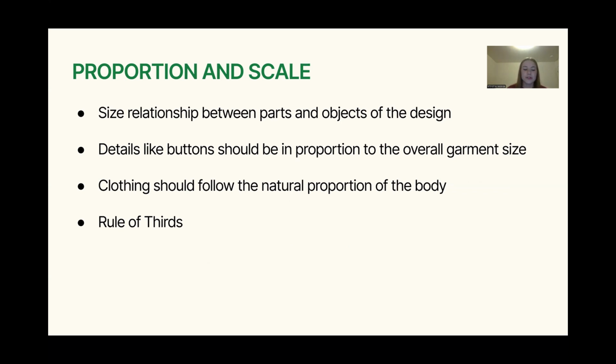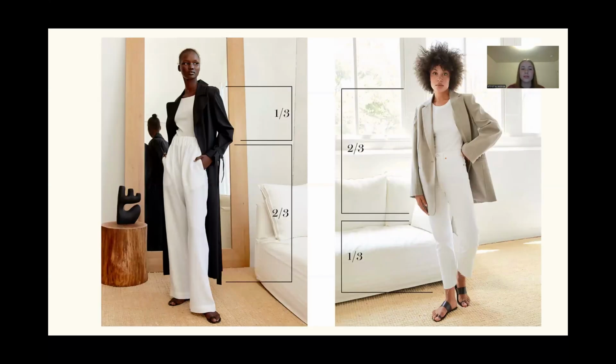To enhance these natural proportions, we try to follow the rule of thirds. So the rule of thirds refers to breaking the body into 3 parts, with 2 of the parts being the same. This is often done with high-rise pants or long jackets or skirts. In the outfit on the left, you can see how the pants take up 2/3 of the body. This makes her legs seem really long and just makes it look really nice.